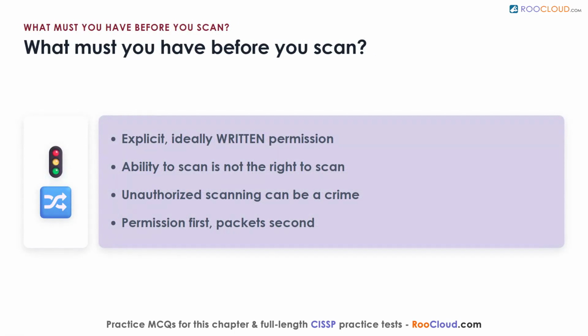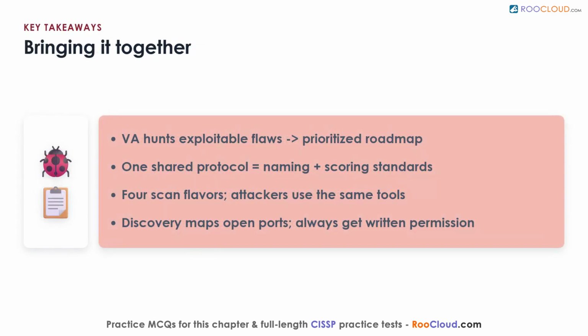Before you scan anything, what must you have first? Explicit, ideally written, permission from the owner of the network. The ability to run a scan is not the right to run it. In some places, scanning a network you do not own is treated as a computer abuse crime, and people have faced prosecution for something as casual as scanning a coffee shop's wireless. So get authorization in writing every time, no matter how harmless the scan feels. Permission first, packets second.